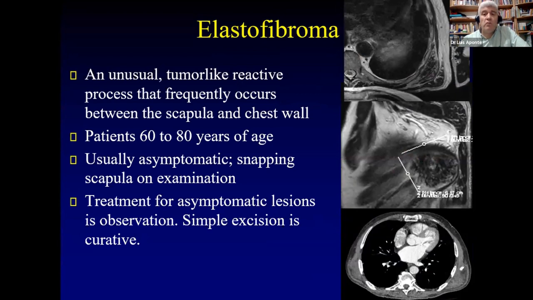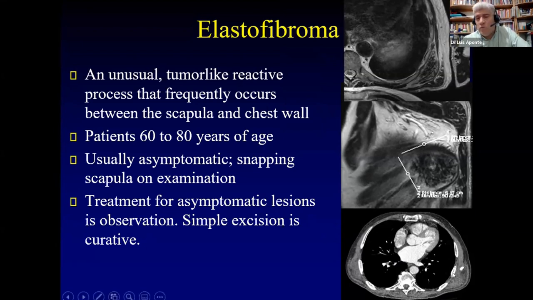And we have the elastofibroma, which is really a tumor-like reactive process. In some cases, it's said to be caused by friction between the scapula and the chest wall. It occurs in older patients, usually symptomatic, with a snapping on examination. It's very common to be bilateral, and usually we just observe. Simple excision works, but you lose a lot of blood in surgery. It doesn't make sense to take it. You have to explain to the patient that it's just a bump and nothing more.